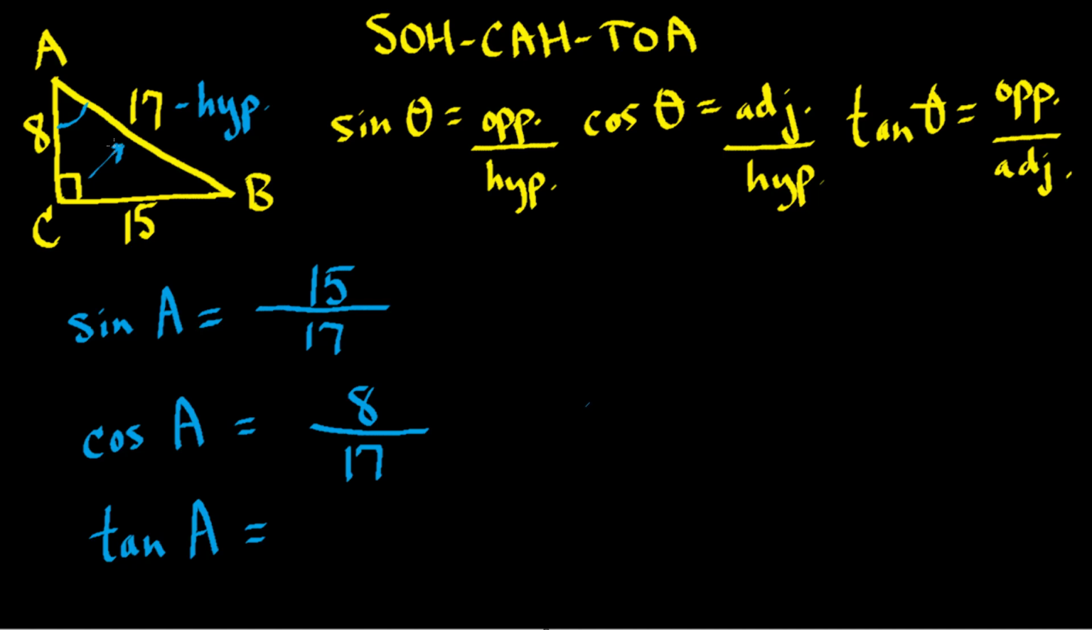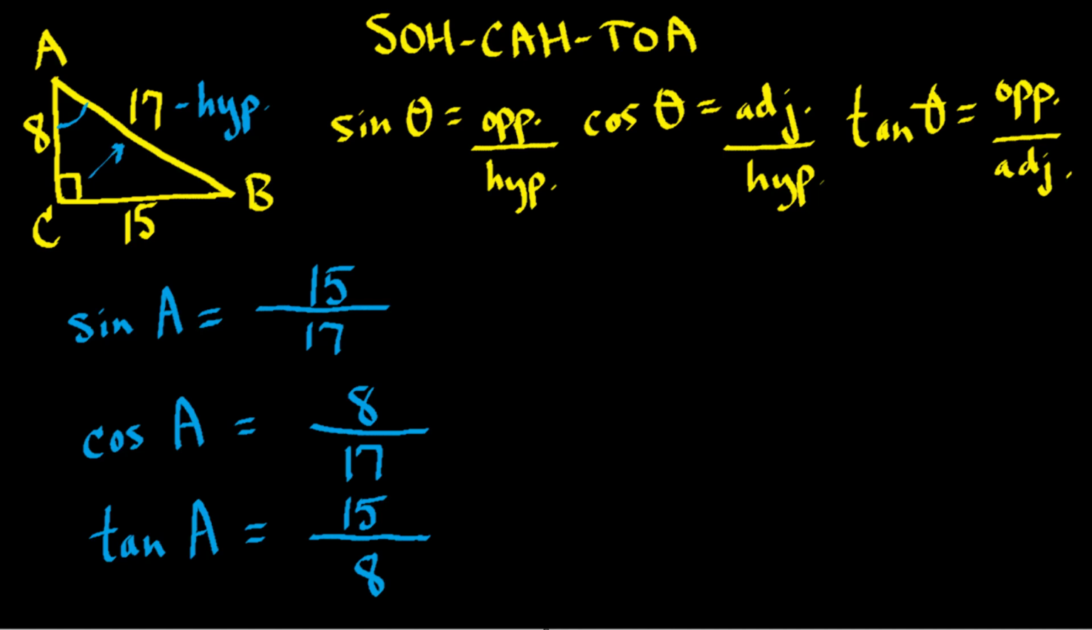To solve for the tangent of angle A, we use opposite over adjacent, and we know the opposite side of A is 15, and the adjacent side is 8. So these are our three main trig ratios that we can set up for this triangle.